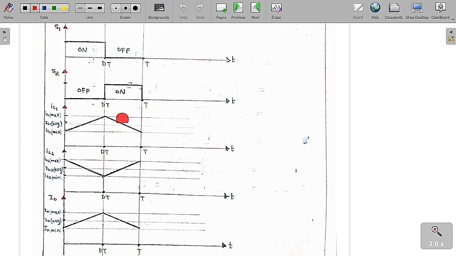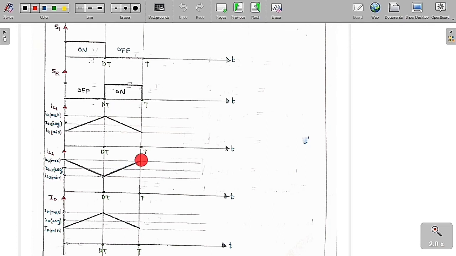Similarly, when switch S1 is off and switch S2 is on, inductor L1 is going to get discharged from IL1 maximum to IL1 minimum, whereas inductor L2 is going to get charged from IL2 minimum to IL2 maximum, and the output current is going to decay. So this is I0 maximum to I0 minimum. You can see each and everything is continuous. Both the inductor currents are continuous in nature, so this is the continuous conduction mode.